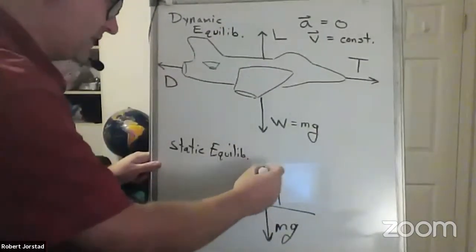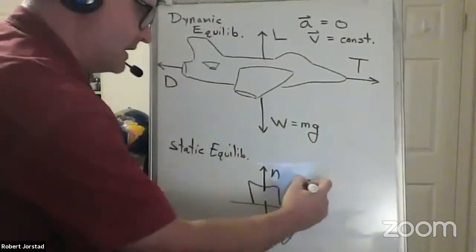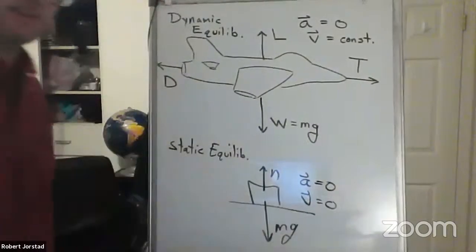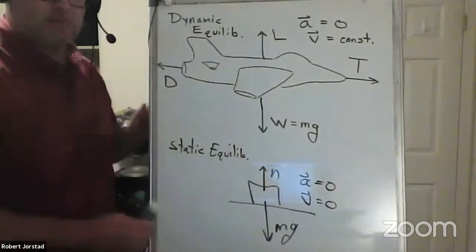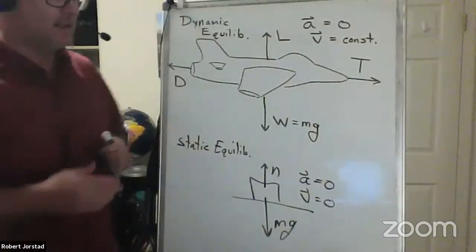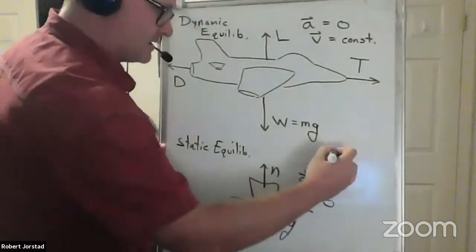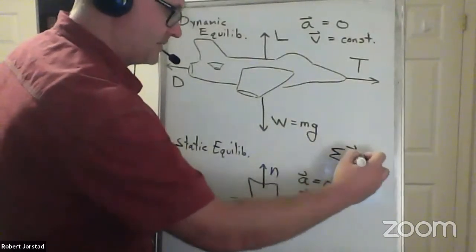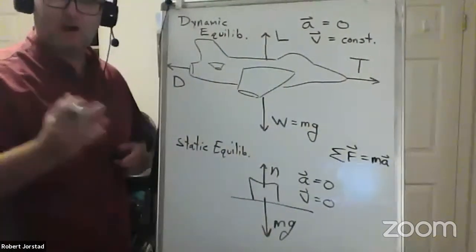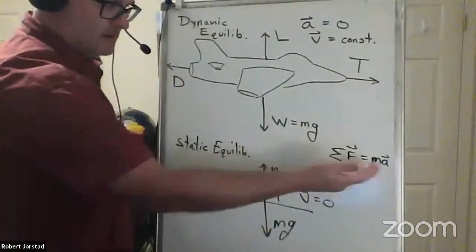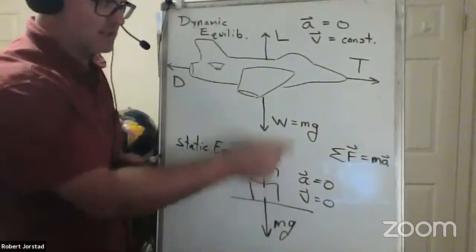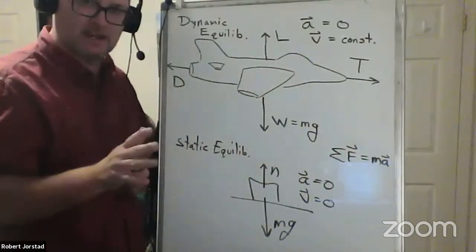There's a normal force holding it up, and it's sitting there. And in this case, A is equal to zero, and velocity also happens to be zero. Now, in this problem, what I really want you to get out of this is this: the sum of forces is equal to mass times acceleration. If you have no acceleration, there's no net force. But that in itself tells us nothing about the velocity. That is what you were supposed to get out of this.